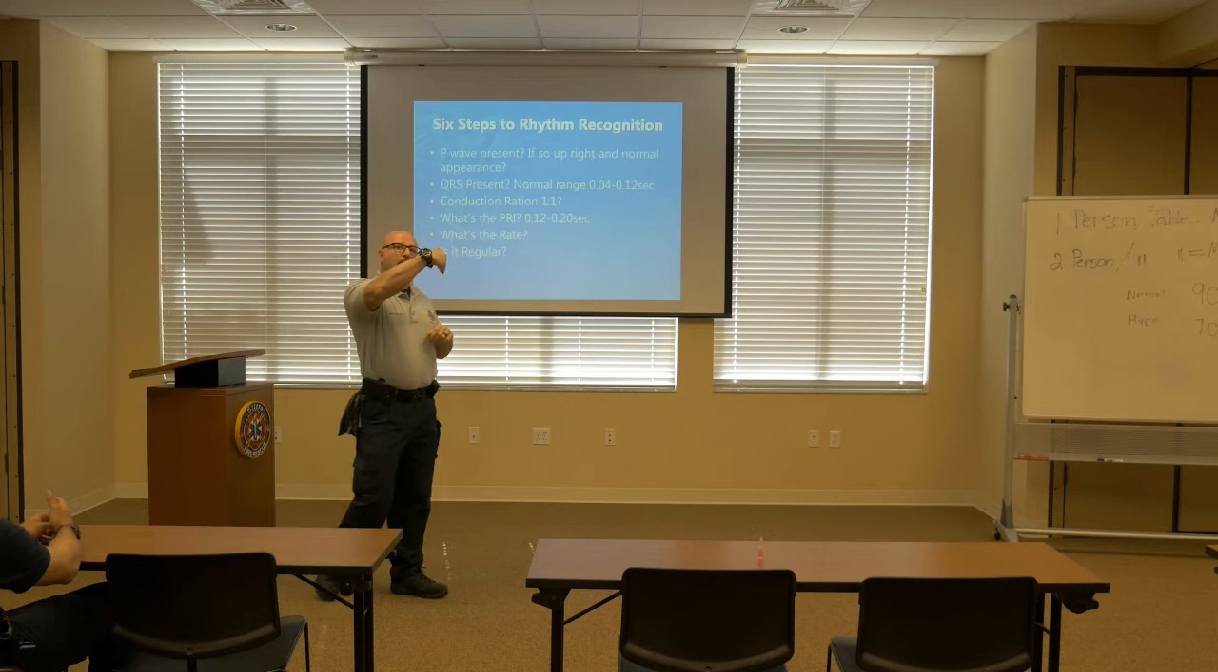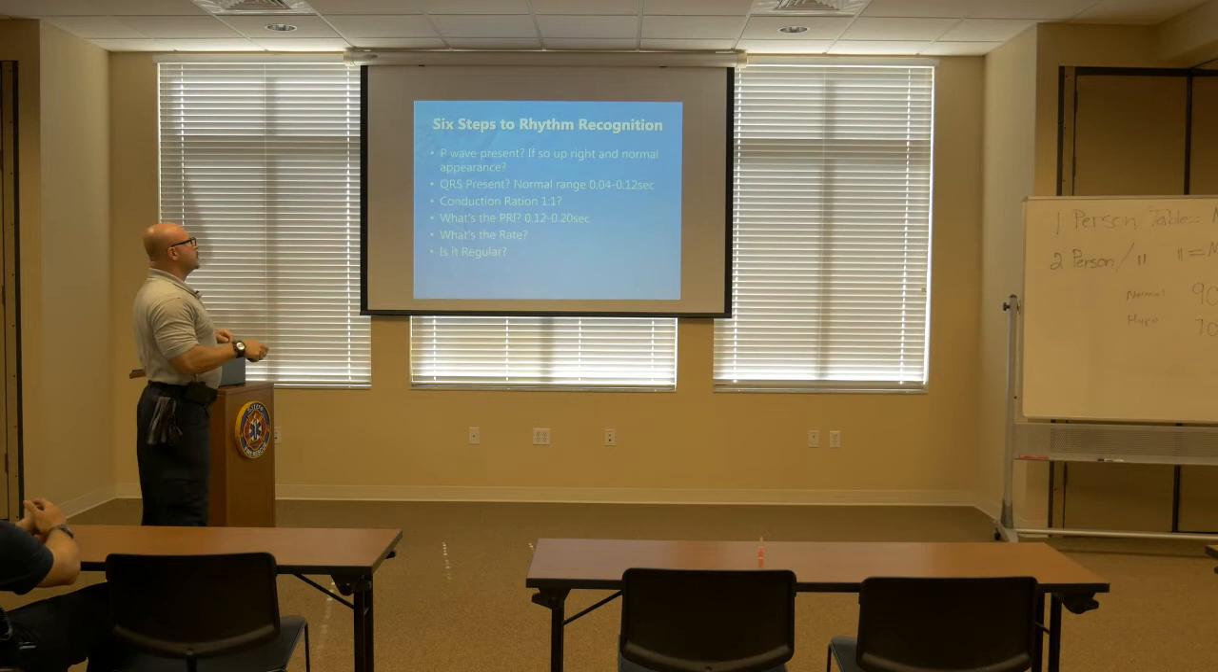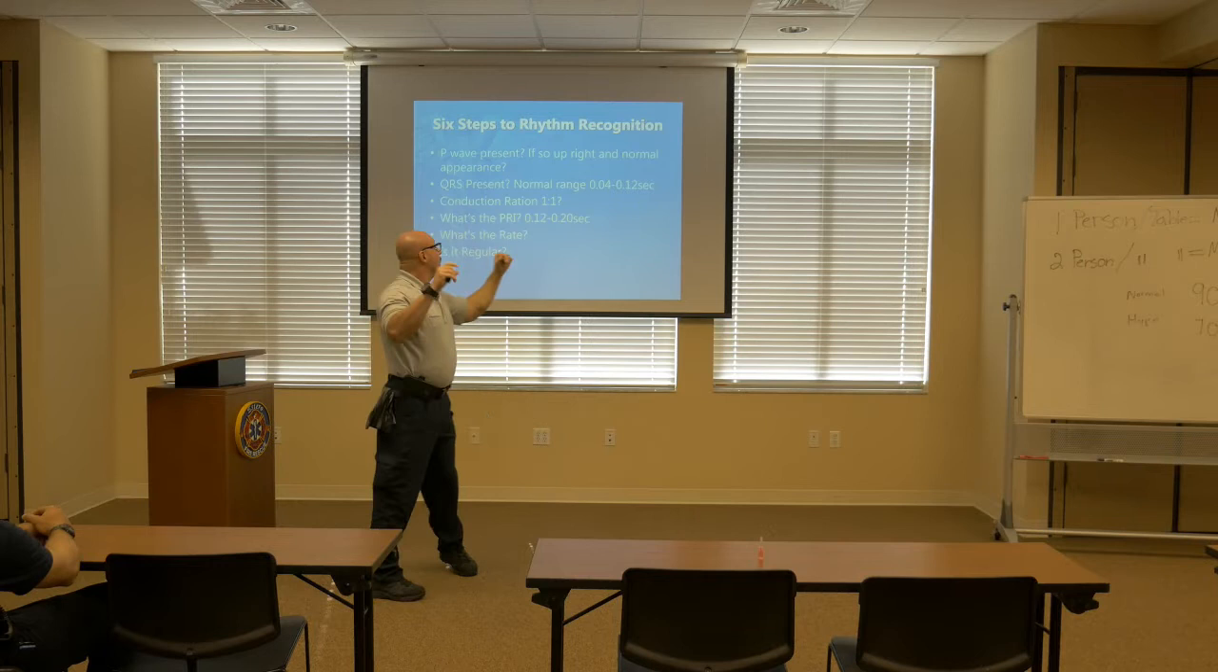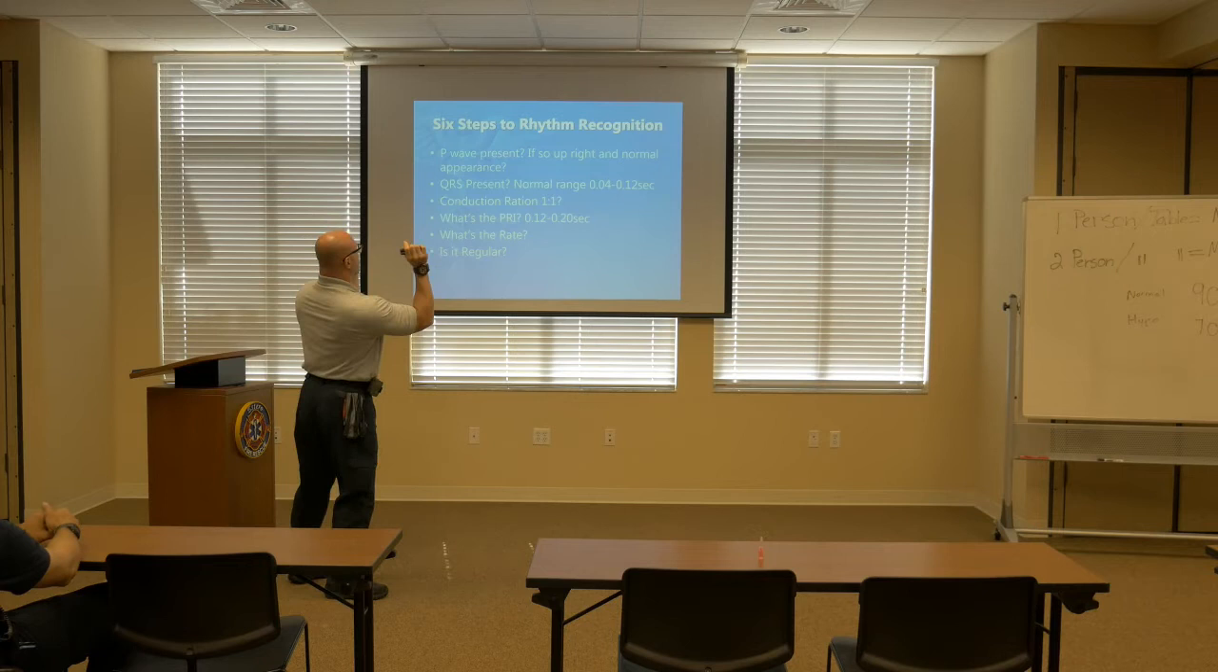Do the R to Rs march out, and do the P waves march out? Is the QRS present? The conduction ratio: is there one P wave for every QRS, and is there a QRS for every P wave? We have to know the conduction ratio. What's the PRI, from the beginning of the P wave to the beginning of the R wave? How long is it?